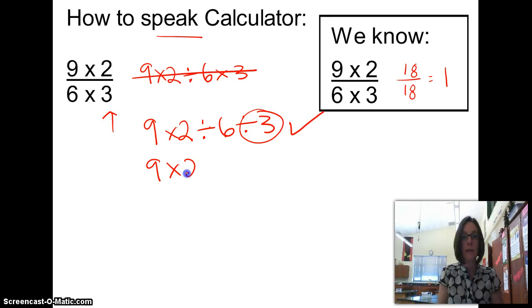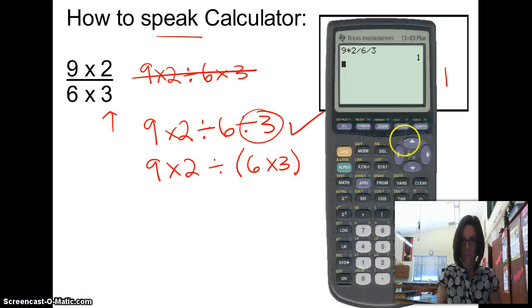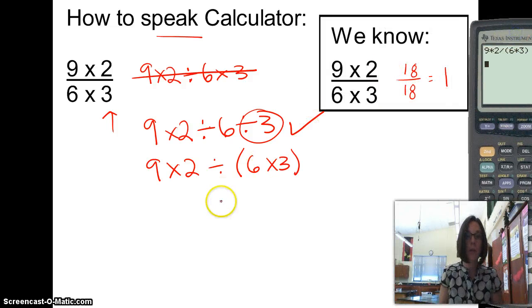That would be 9 times 2 divided by, and then all of this underneath would be 6 times 3. So if we try that in the calculator, let's clear this off the screen, we would have 9 times 2 divided by, and then parentheses, 6 times 3. And we're going to get 1. So we just have to know how to tell the calculator where the numbers are located.